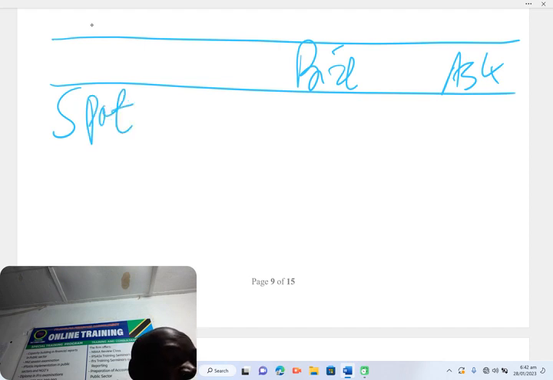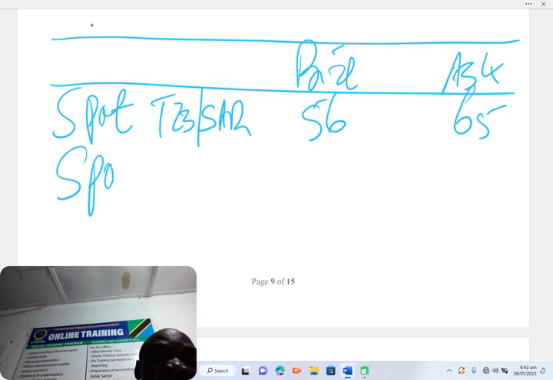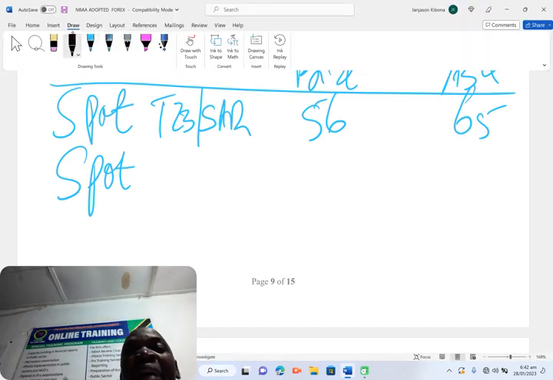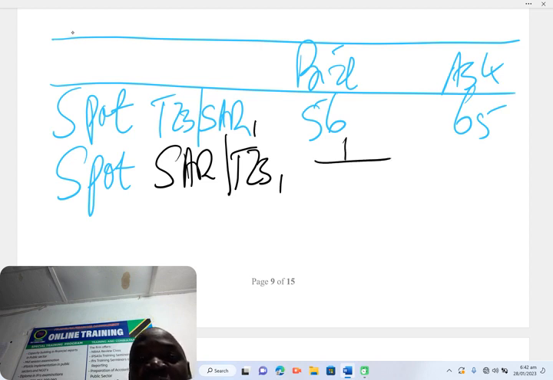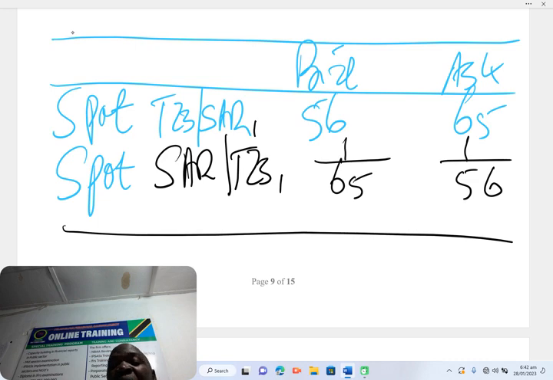What's given in a spot rate for South African rand? It is TZS, South African rand 56 to 65. That's a spot rate, isn't it? Again, you can rewrite this spot rate into other reciprocal currencies to have a proper alignment. This is South African rand stroke Tanzanian 1. This is 1/65, and this 1/56. Now, what's the trading currency in this transaction?